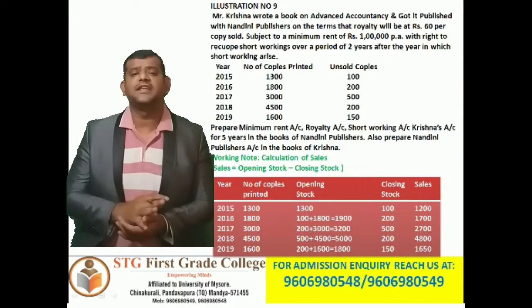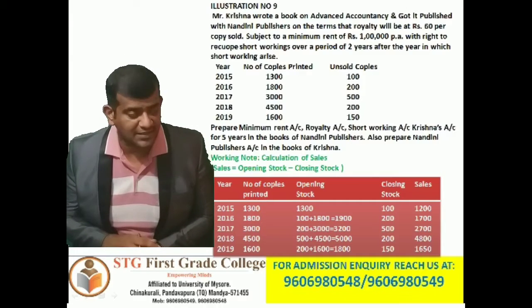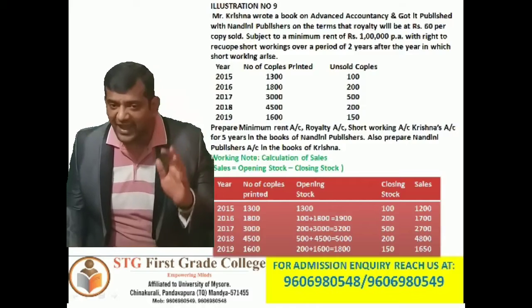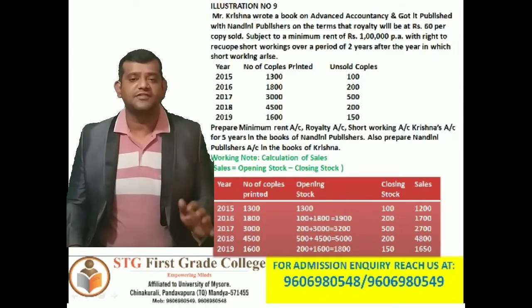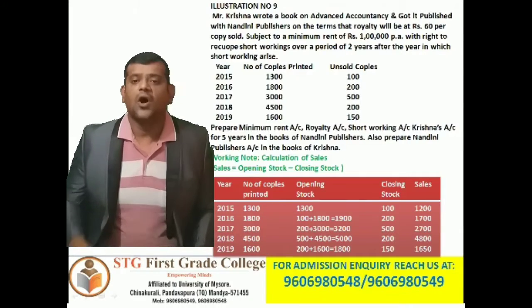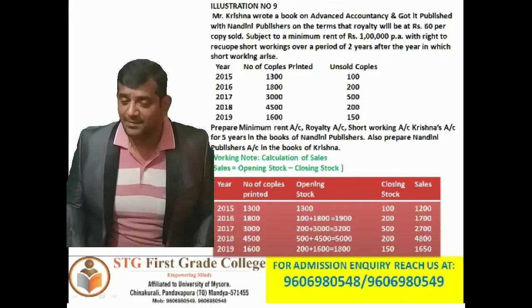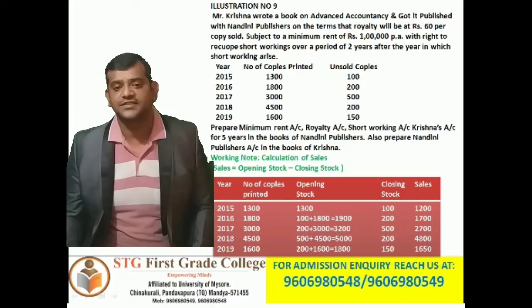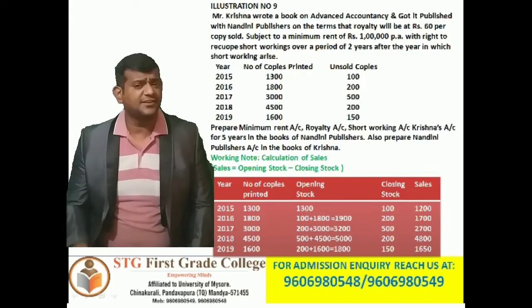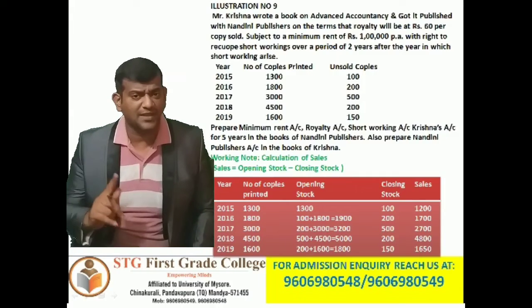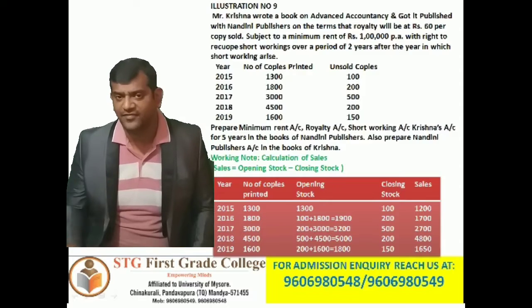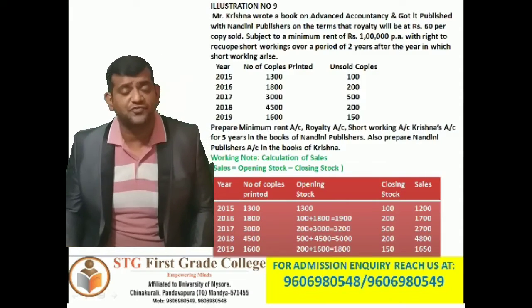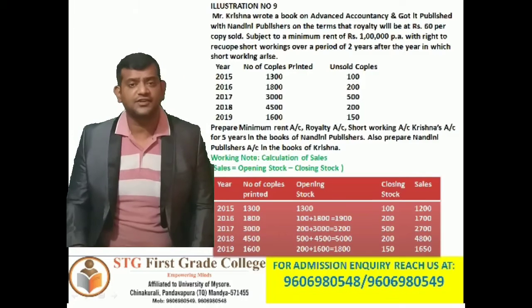So prepare a minimum rent account, a royalty account, short working account, Krishna's account for 5 years in the books of Nandini Publishers. Also prepare Nandini Publishers account in the books of Krishna. So this is the problem. So this kind of problem I have already solved once, I believe. If you check my previous problem videos, you are going to find the same kind of problem.